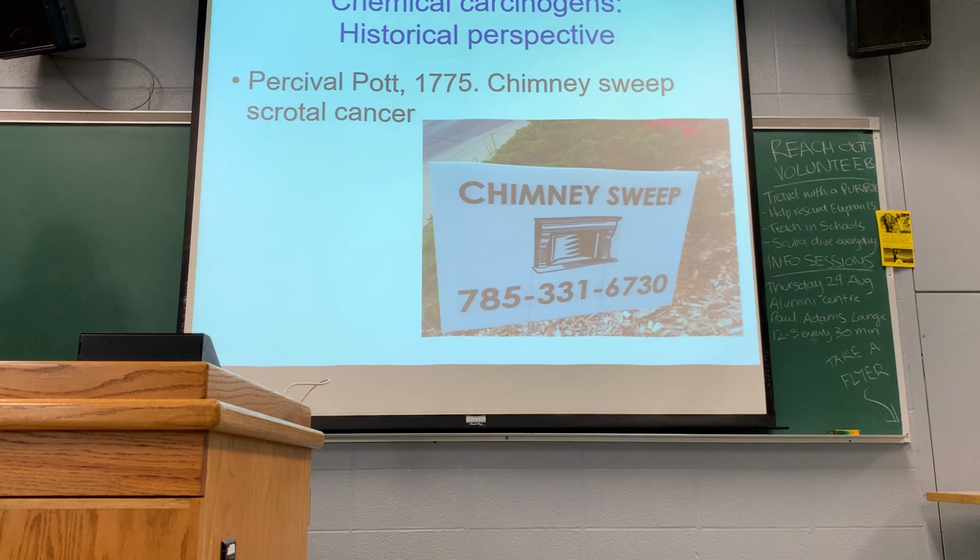Okay. And so Percival Pott thought this was pretty strange, and he wanted to try to figure out why this was the case. Just to give you some context here about when this was all happening, this is when we had the American Revolution. So here we had Paul Revere running through the streets. This is putting this all in historical perspective. So this is a long time ago, right?